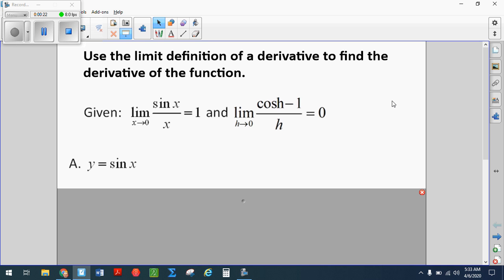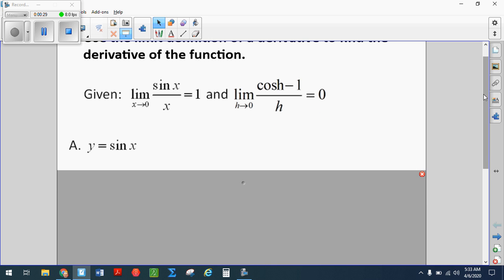So for the first 2 problems, I'm going to have you use the limit definition of a derivative to find the derivative for sine x and cosine x. And I want to point out that we're going to use these 2 identities we learned in the limits unit. I'm actually going to take the second identity, cosine h minus 1, and rearrange that to 1 minus cosine h. If you remember, we used the graph on Desmos to check that identity to see if you could rearrange those terms, and it does work.